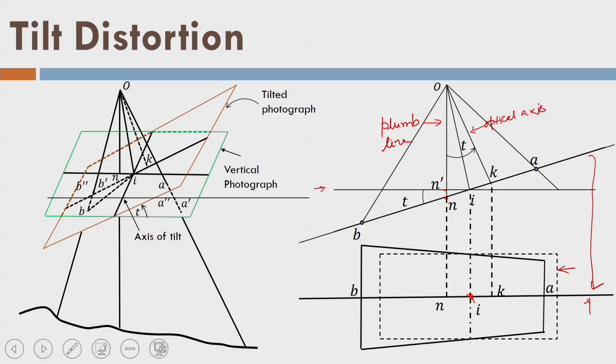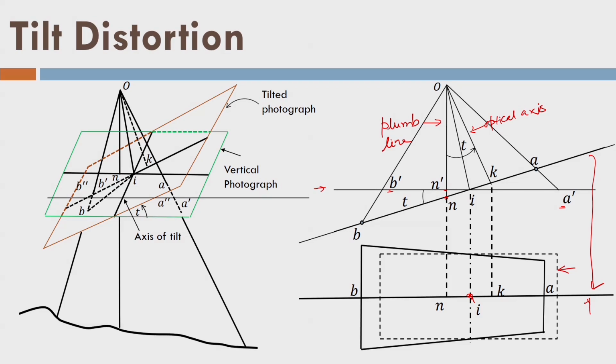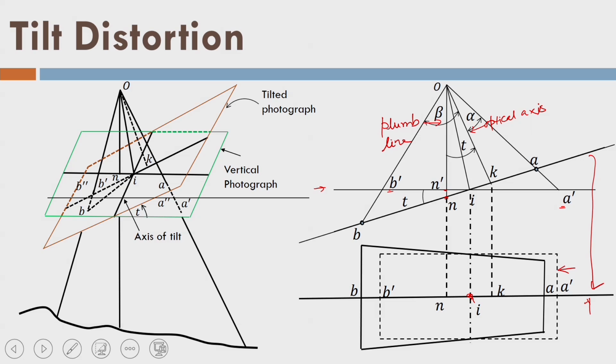Now, I am connecting the exposure station with the points A and B on the tilted plane. Points A dash and B dash are the images if we had taken the vertical photograph. In fact, we are trying to derive what the distortion is. That means, if the photograph was vertical, I could have got A dash B dash, but now the real points are A, B on the tilted photograph and I want to find out what the distortion is from points A dash and B dash. So, this is A dash and B dash. Let us say these angles are alpha and beta.